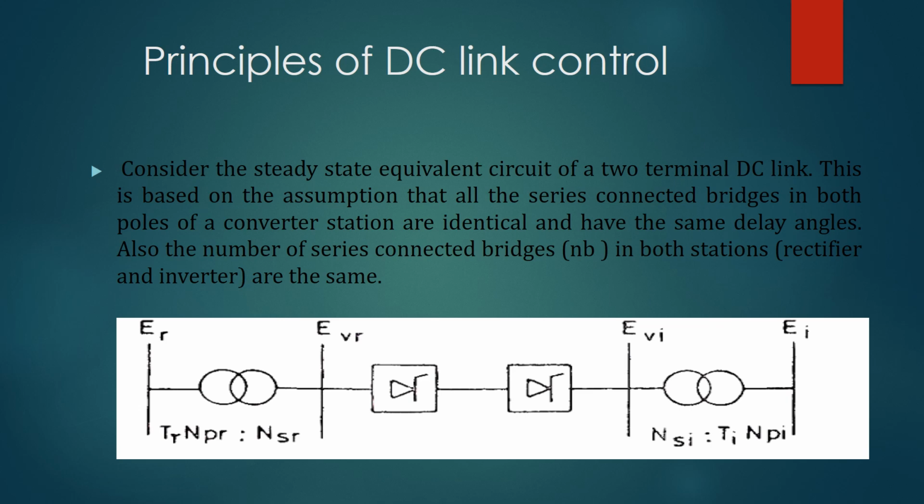See, for example, if we are using 12 pulse converter at both the stations, then two 6 pulse converters can be added up in series to form a 12 pulse converter, right? So if we are going for such cases, the same configuration must be there in the inverting station also.